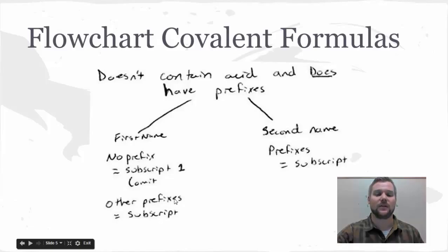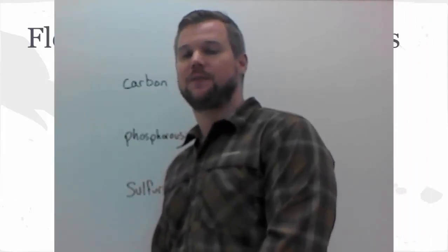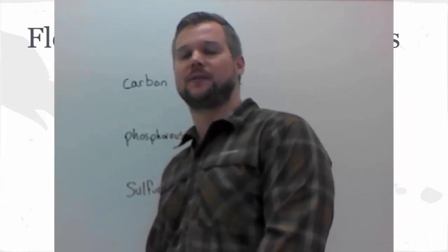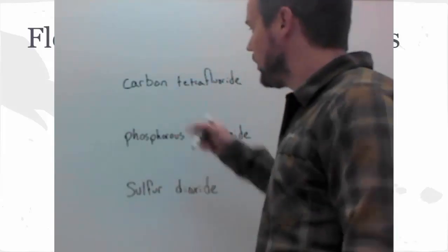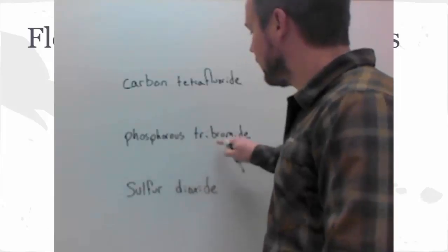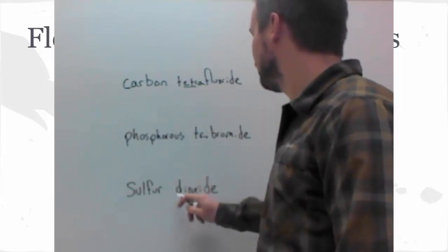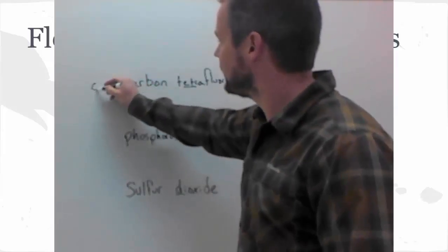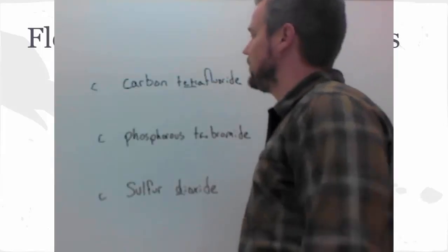All other prefixes will have a subscript. The second name, the prefixes are always going to be the subscript unless that subscript is 1 as well. So these examples of how to write out a covalent formula from a covalent name will be able to show us how we use these skills together. We know that these names are covalent because we see the prefix inside of them. So I'm going to just write a C so I remember that they're covalent, because that's going to help me remember that I need to use specific rules.